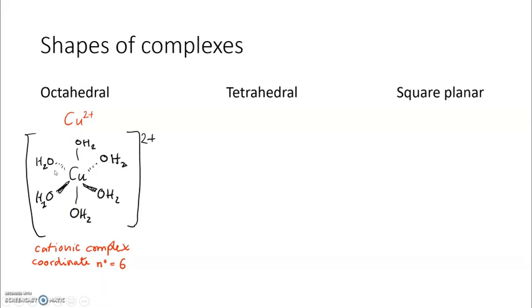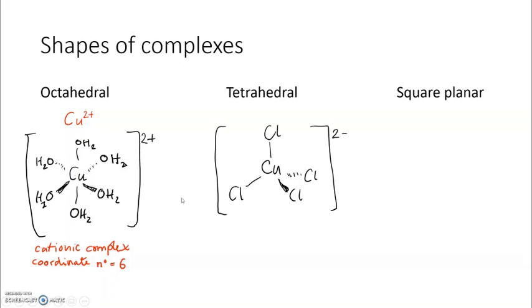The other 4 bonds, you've got 2 bonds going away from you into the screen. These are signified by dashed bonds, and you've got 2 bonds coming towards you, which are signified by wedges. This is always how you draw your octahedral complex.